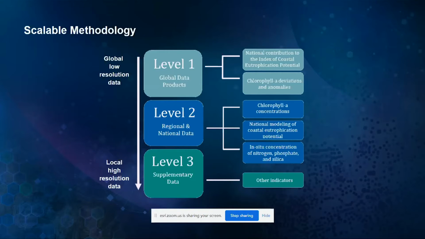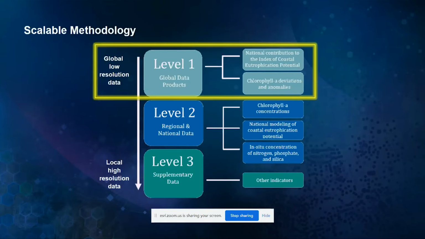Furthermore, if countries have this available, level 3 includes some supplementary indicators. So that relates to nutrients and riverine discharge that would be impacting coastal eutrophication. And we're also looking at including some additional information, such as land use change that could be driving eutrophication. And so we'll focus the presentation here on the level 1 activities that we've been doing, specifically the chlorophyll-a deviations and anomalies.